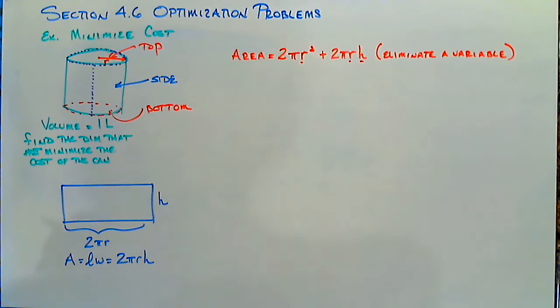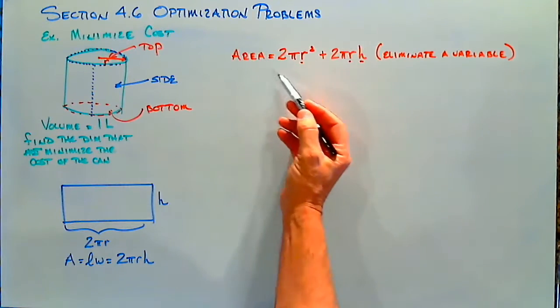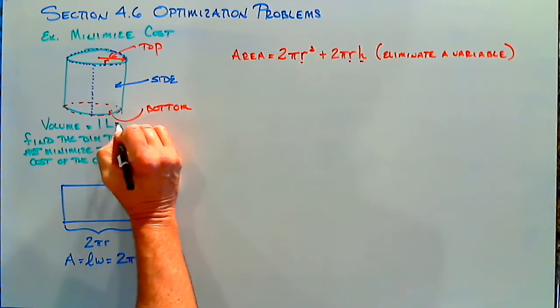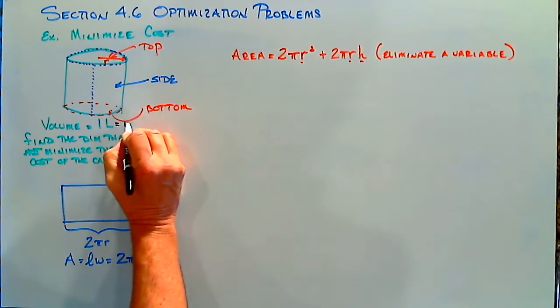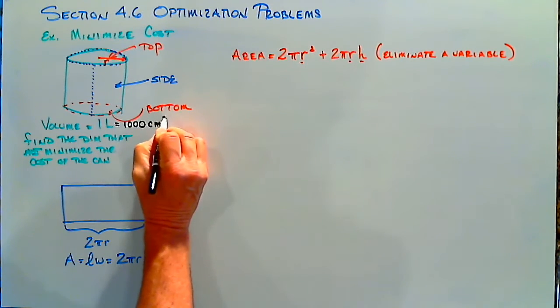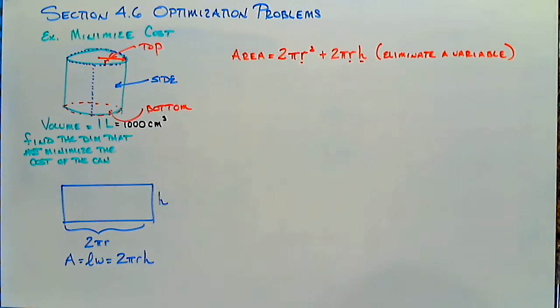1 liter, that's a volume measurement, right? We need to convert that into a unit that we can use over here. Now, 1 liter, in case you don't remember your metric system, 1 liter is 1,000 cubic centimeters. Okay? 1 liter is 1,000 cubic centimeters. So, where are we going to go? How are we going to solve this problem?